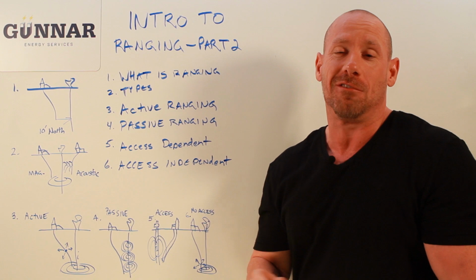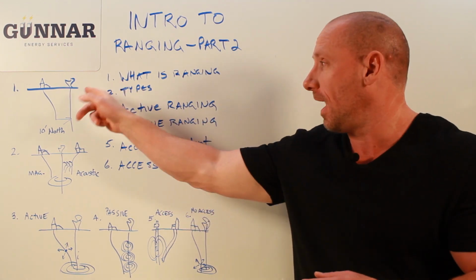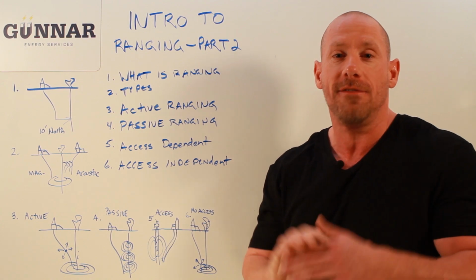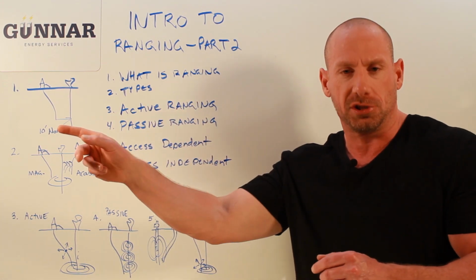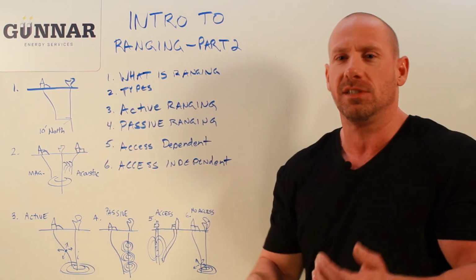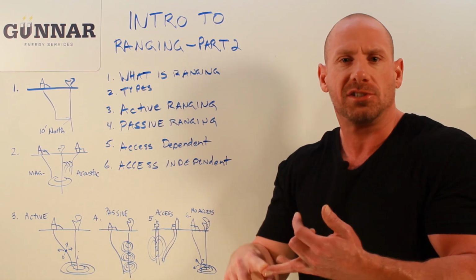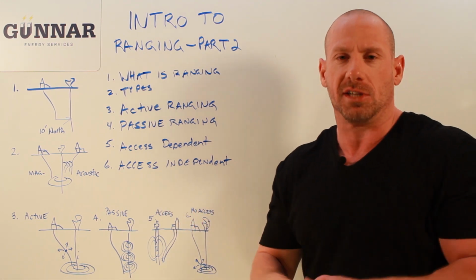First let's review part 1 real quick. What is ranging? Just look at the very first little diagram I have. It's determining the relative position, distance, and direction. So a distance and a bearing, downhole. And we want to do this to intersect a well or stay a certain distance away, for example. So that's what ranging is all about.